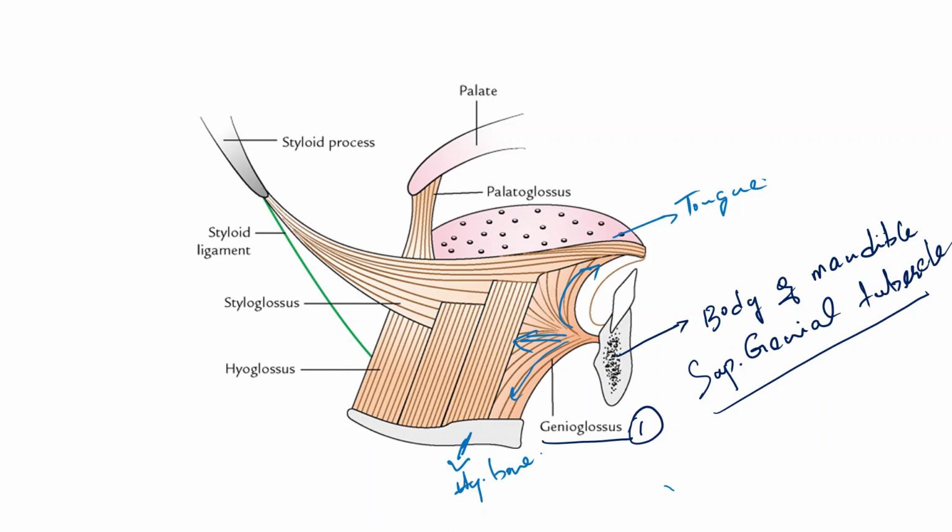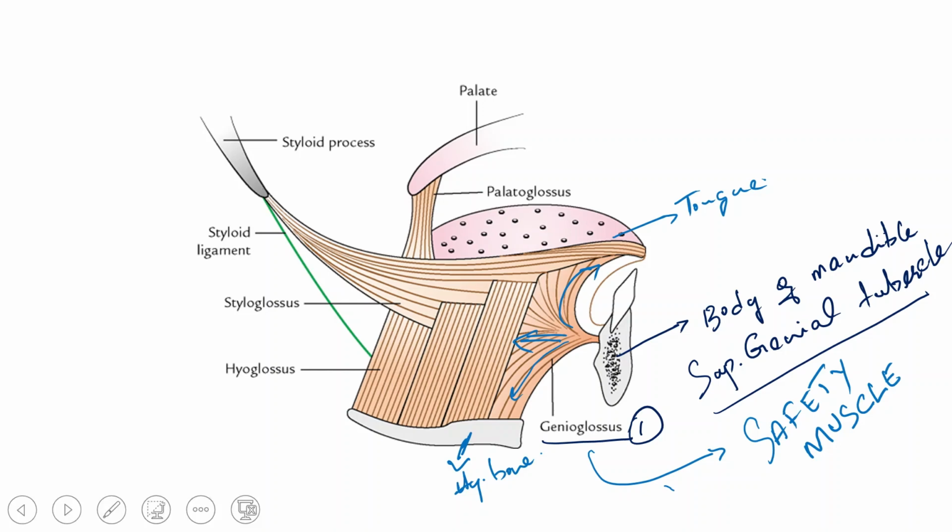The action of the genioglossus is very important, as this muscle is called the safety muscle of the tongue, because it prevents the tongue from falling backwards. The muscle protrudes the tip of the tongue and makes the dorsal surface concave from side to side, maintaining the concavity of the tongue.